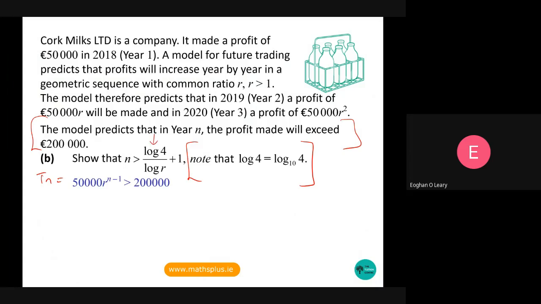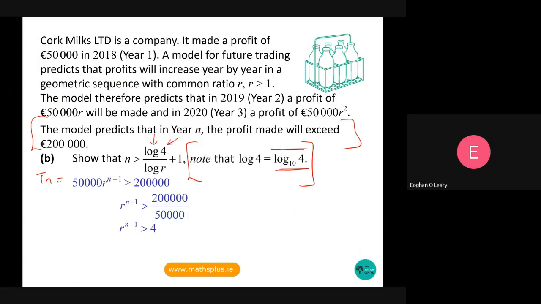I'll remind you, of course, that log 4 is the same as log 4 to the base 10. Okay, it's just a shorthand way of writing it. Log R is log R to the base 10. Okay, so what do we do? Well, the first thing we do is we're going to divide both sides by the 50,000, and straight away things look better because I got R to the power of N minus 1 is greater than 4. And of course, we have a 4 in the starting line.